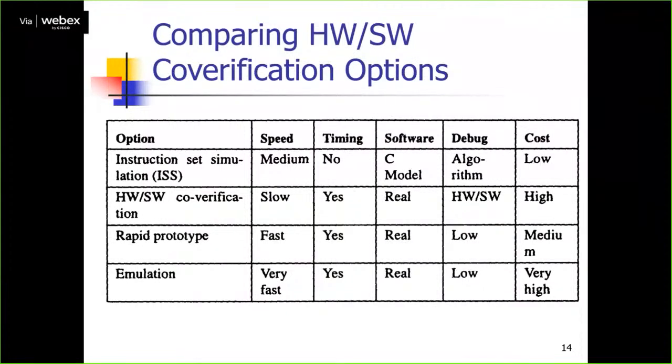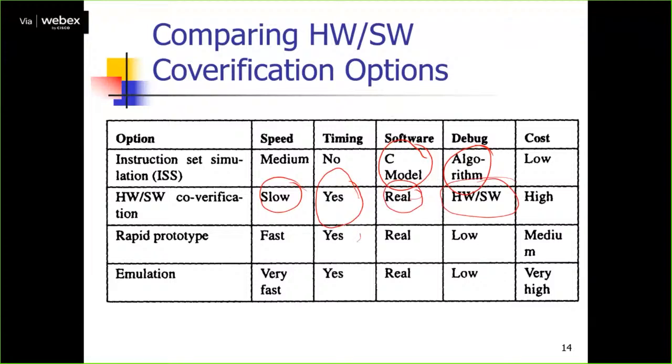So, comparing hardware software co-verification options. If you are using an instruction set, there is a medium speed, and it normally uses a C model, going with an algorithmic base. Hardware software co-verification will be very slow, because it has to directly verify the hardware inside the software, or software bound with the hardware. So it is more time dependent, with a more debugging nature for hardware and software. The real-time parameters can be used.